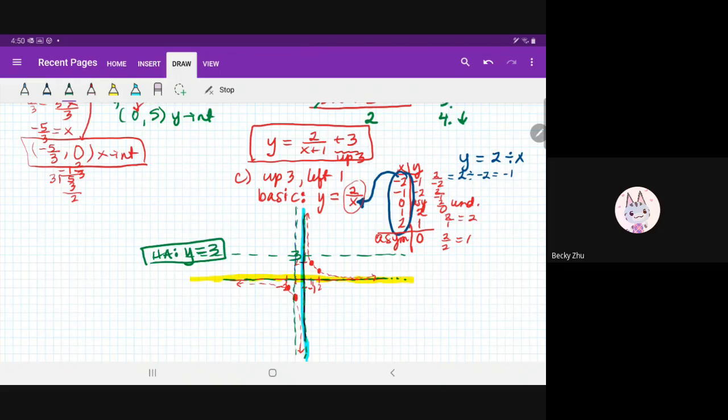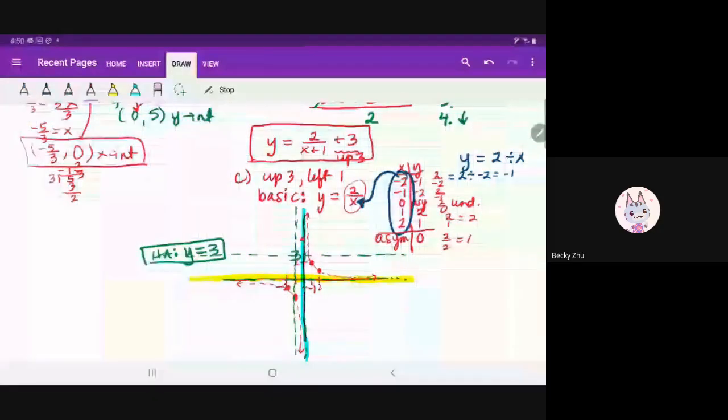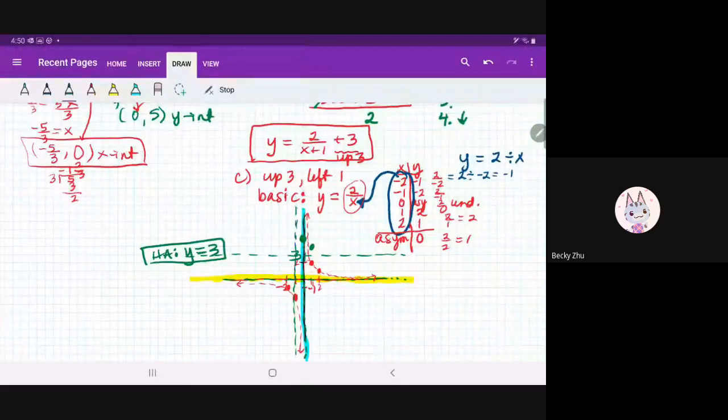And then I move all my dots. So left 1, up 3. Oops, change colors. Left 1, up 3. Left 1, up 3. And then left 1, up 3. Left 1, up 3. And the green is my new graph.